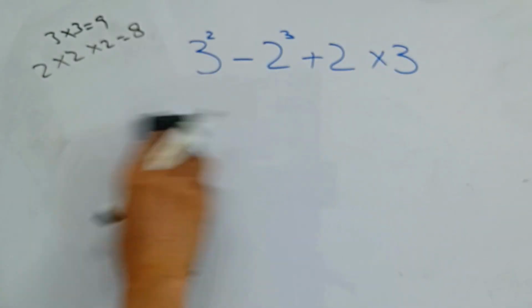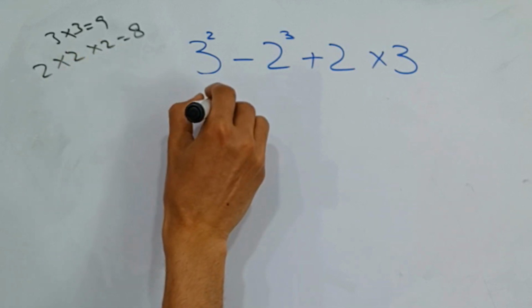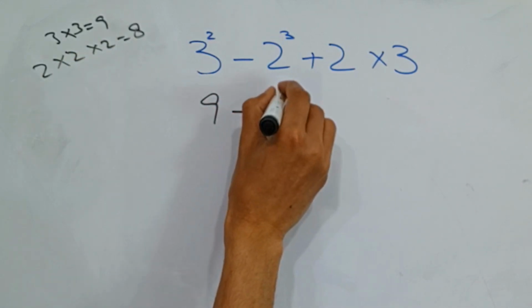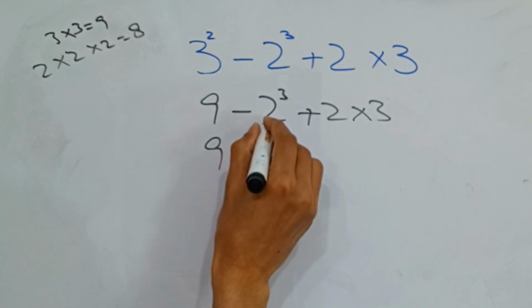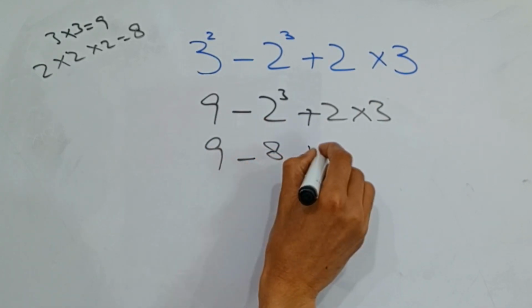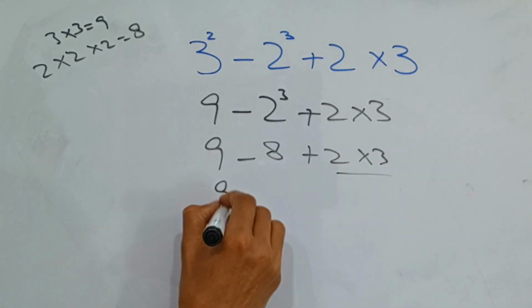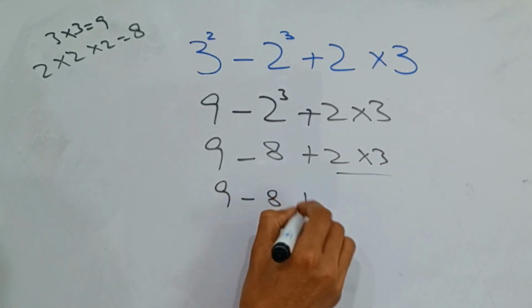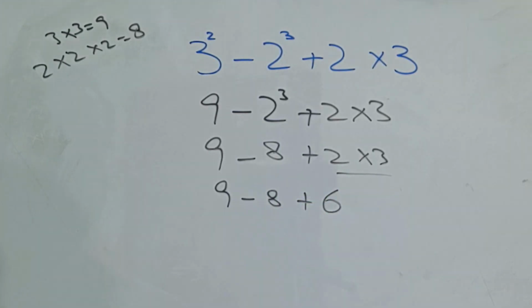Now let's solve this correctly. 3 squared means 9 minus 2 cubed plus 2 times 3. Now 9 minus 2 cubed means 8 plus 2 times 3. Now multiply first, right? So 9 minus 8 plus 2 times 3 equals 6.